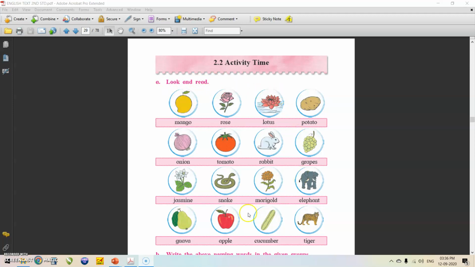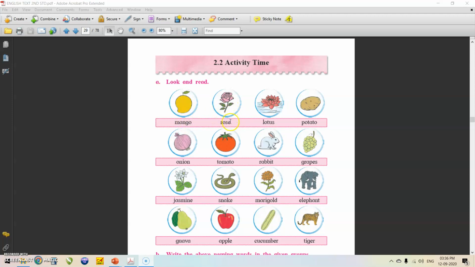Now we are going to look at the pictures over here and read the picture. Name the picture. You have to look at the picture and name the picture. So what is this first picture? Yes, it is the picture of a mango. So this is mango.